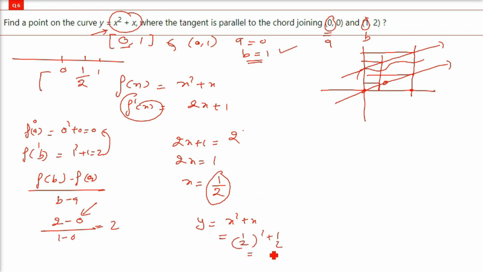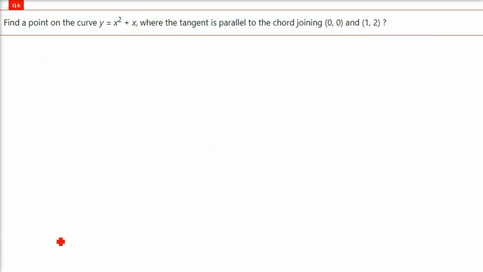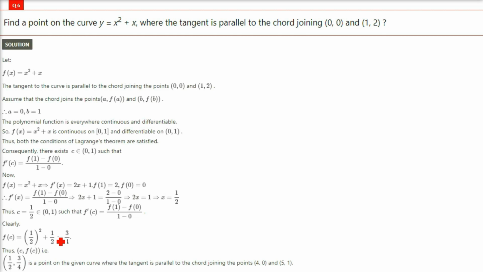So half square plus half, that is 1 by 4 plus half, and that is going to be 2 plus 4, 6 by 8, that will give you 3 by 4. So this is 3 by 4. You have to find out the point. You just got x as half, which means this 3 by 4 will be the y point. So this is the point x and y which we are interested in. This is the way the explanation goes, but this is the way your writing should go, because this is how you are going to write when you solve this question.